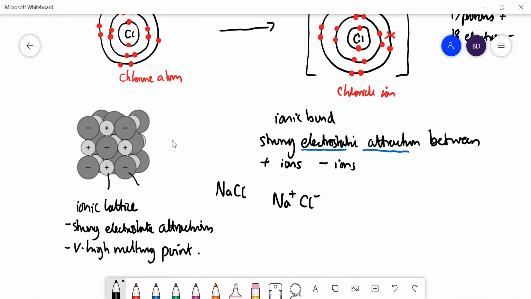Sodium chloride, and all ionic compounds, have very high melting points because of the very strong forces of attraction between the oppositely charged ions. Now, there's another way of showing this ionic lattice. That is good because it's showing the ions' true size and how they're packed, but it's not very easy to see how they're arranged there.